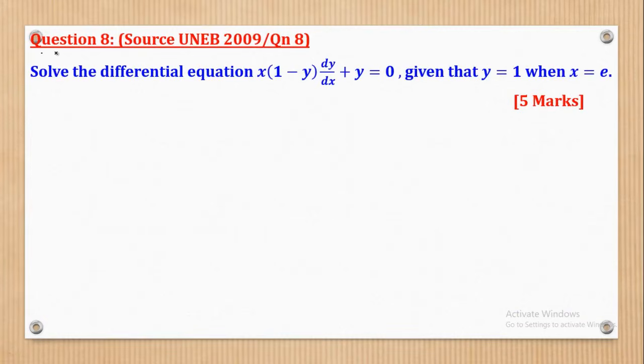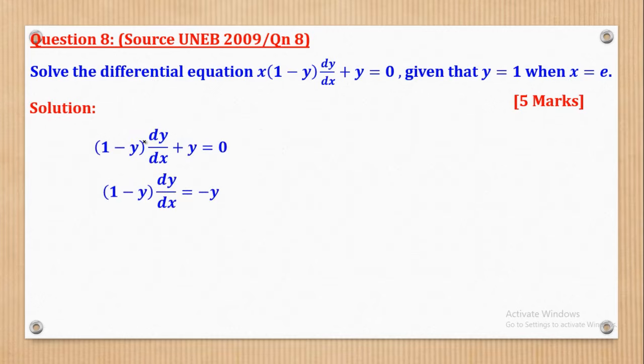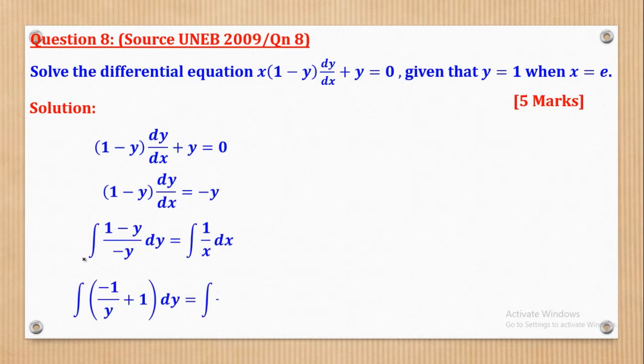Now we shall go to question 8, which came from UNEB 2009, paper 1, question 8, and says, solve the differential equation this, given that y is equal to 1 when x is equal to e. Now that e means an exponential. So the first thing to do is to collect like terms, put y on one side and x on one side. So when we do that, we shall come up with this, then put integrals on both sides to come up with this.